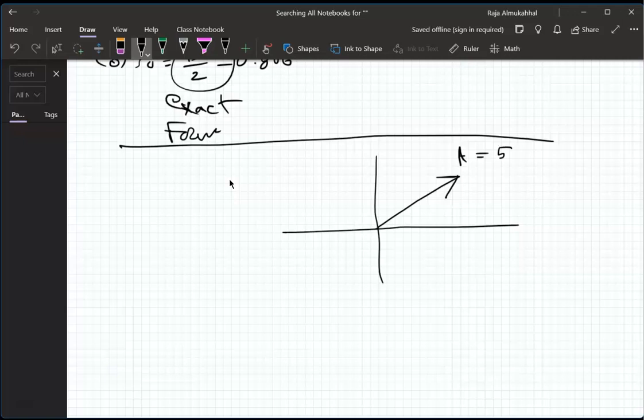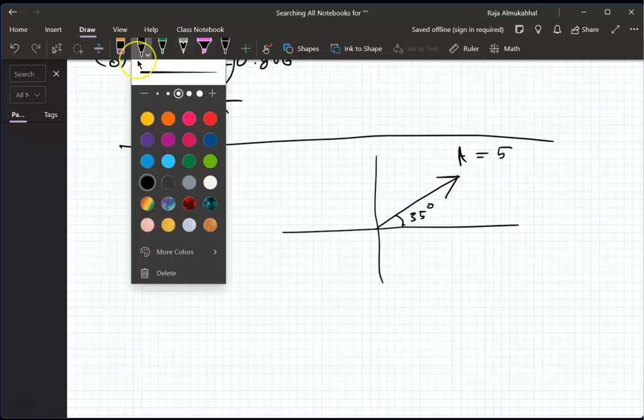Whatever that 5 represents, it could be velocity, it could be force, whatever it is, just 5. We'll just put a unit, whatever unit we're going to put. And let's say that the angle here is, say, 35 degrees. I'm guessing something. So every vector has what is called x and y components.